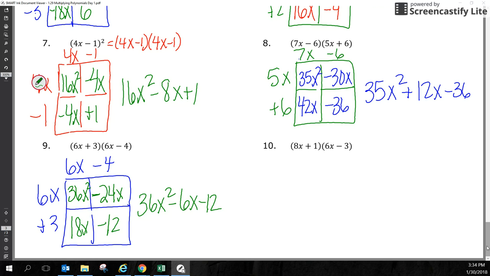Last problem, number 10. Why don't you pause that video, see if you can figure this one out, and come back and see if you got it right. Set up your box.